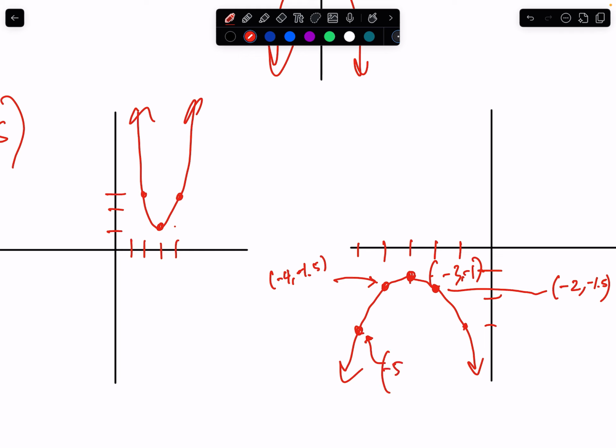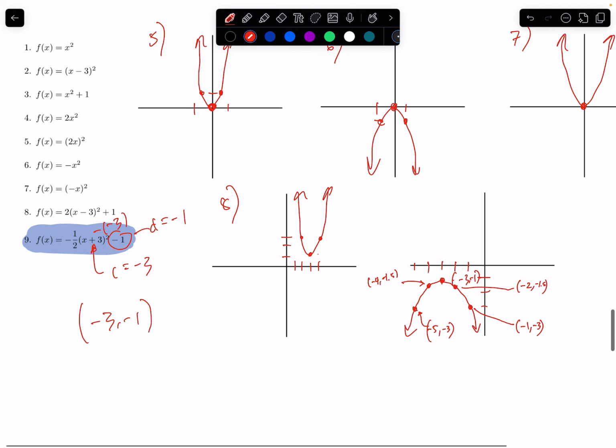-5, right? That's 2 out from -3. And then I went down by 2 instead of normally where I would have gone down by 4. So what's 2 down from -1? -3. And then this point right here, that's going to be -1, -3. Yeah. Okay, that's it. There you go, guys.